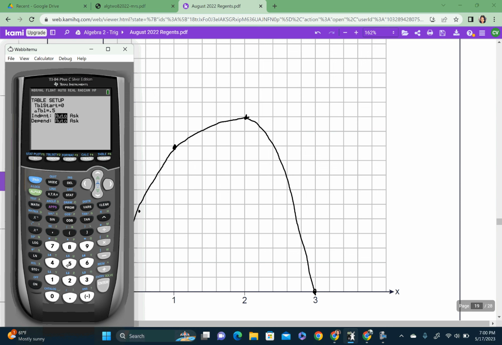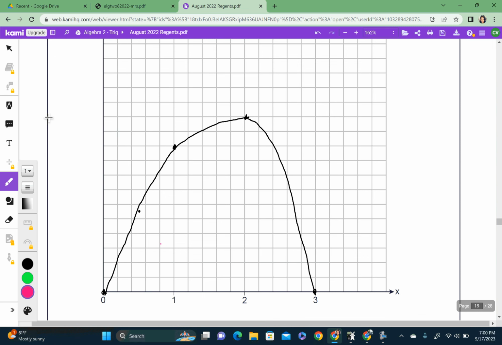So let's just say if I go by 0.5 and I go to my table again, you see how it says 0.5, 5.625. So instead of going right to 1, I can go to 0.5, right? So this is 0.5, 5.625. I can go ahead and estimate that, and I can get a couple of more points along this. And so that way my graph will be better, and I'll be able to earn more points.